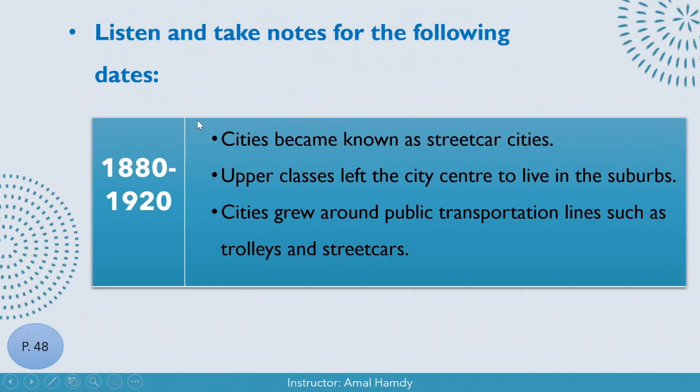These are the changes that happened from 1880 to 1920. Cities became known as streetcar cities. Upper classes left the city center to live in the suburbs. Cities grew around public transportation lines such as trolleys and streetcars.